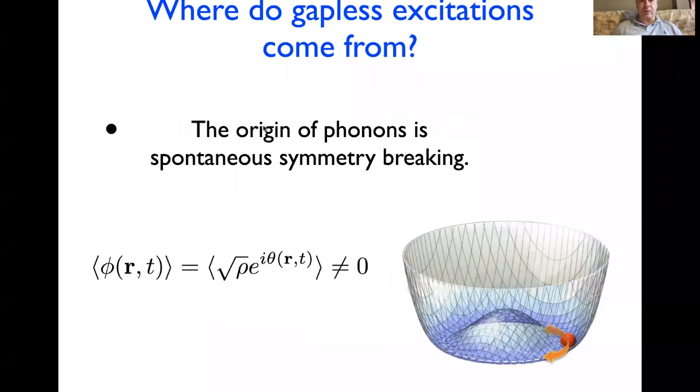And so we know that the origin of this linearly dispersing gapless excitations is the phenomenon of spontaneous symmetry breaking, right? So what happens when you get a transition into a superfluid is that the field that creates and annihilates these bosons develops an expectation value. It becomes just a complex number, and the phase of that complex number is arbitrary, and this arbitrariness reflects a conservation law, which is just the conservation of the number of particles, but this is spontaneously violated in the superfluid phase, and that's where these linearly dispersing gapless excitations come from.